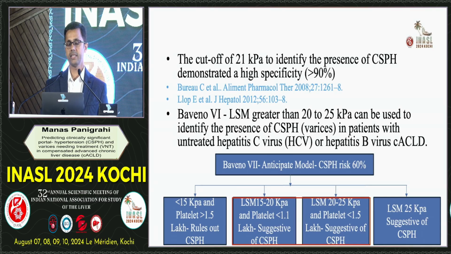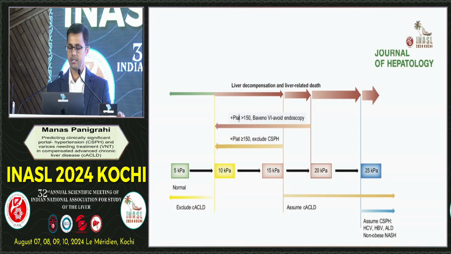In Baveno 7, there is the ANTICIPATE model, which can detect 60% of CHPS risk, and they have predicted that LSM less than 15 with platelets more than 1.5 lakhs rules out CHPS. LSM 15 to 20 and platelets less than 1.1 lakhs is suggestive of CHPS. LSM 20 to 25 with platelets less than 1.5 lakhs is suggestive of CHPS. And LSM alone more than 25 is suggestive of CHPS. This is the diagrammatic representation only.